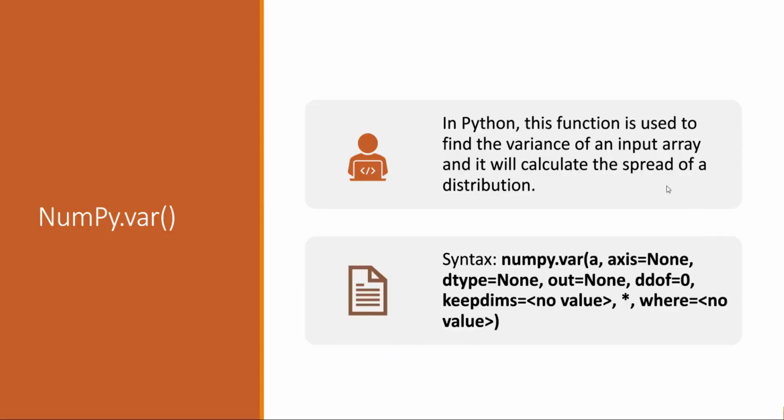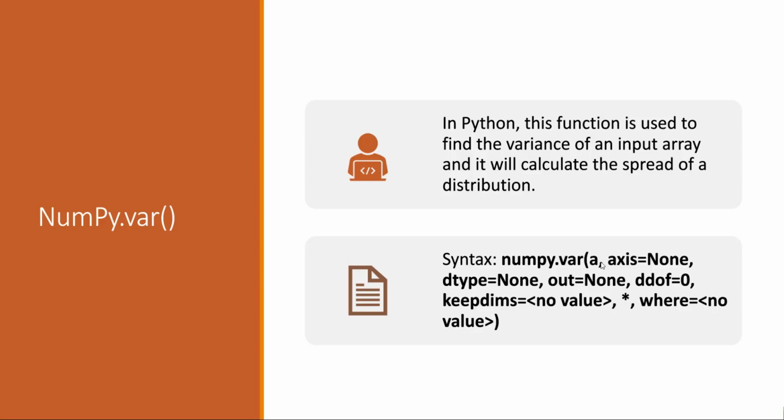So our next statistical function is numpy.var. This function is used to find the variance of an input array, and it will calculate the spread of a distribution. In simple words, we can say that we calculate the variance of a set of values. So here is the syntax of numpy.var, where numpy.var is the function name.